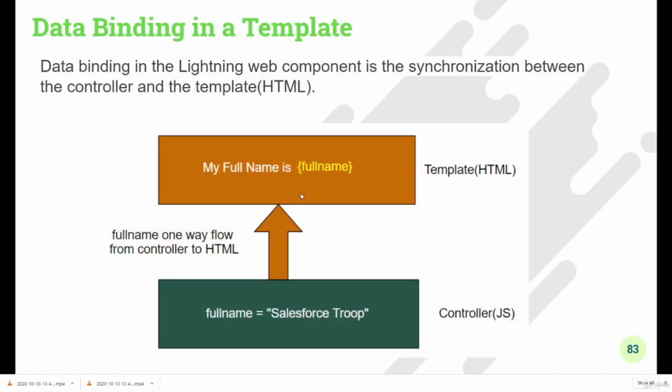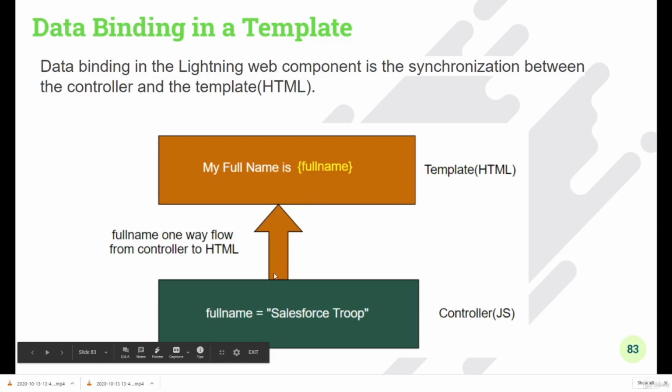Data binding in the Lightning Web Component is the synchronization between the controller and the template. The template here is our HTML and the controller is our JavaScript. If I create a property fullName and I assign a value, and I want this data that I have assigned to my local property, that is fullName, to show on the screen, that is HTML, I have to use these flower brackets, or curly brackets, and bind that property. Whatever value is assigned to the property will be visible on the screen.